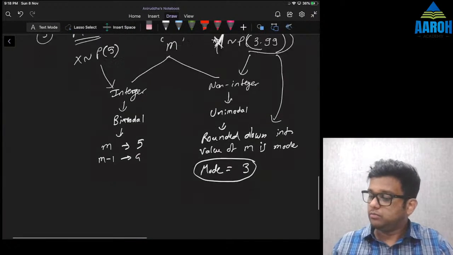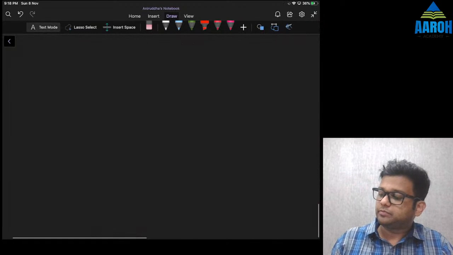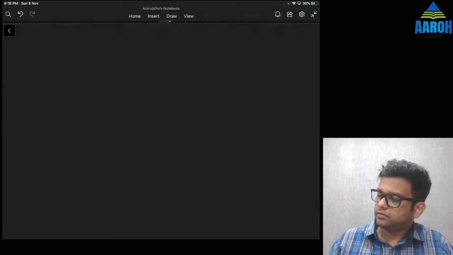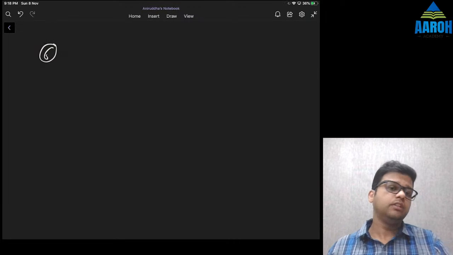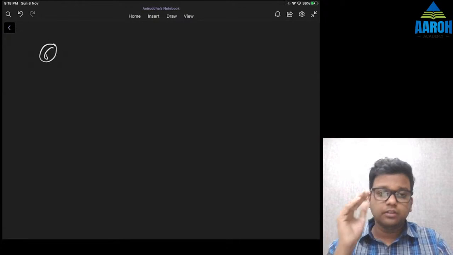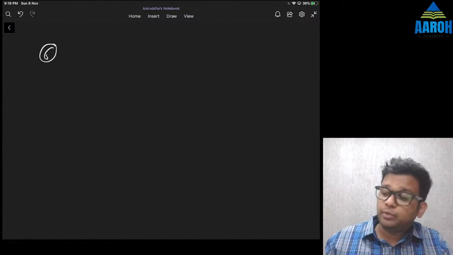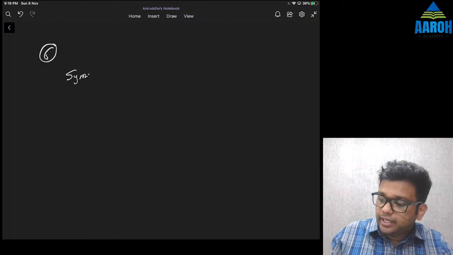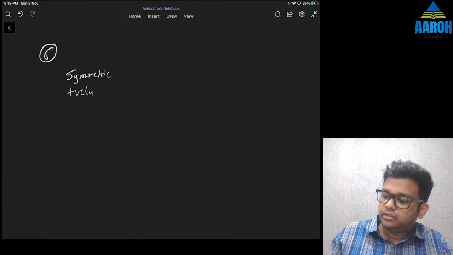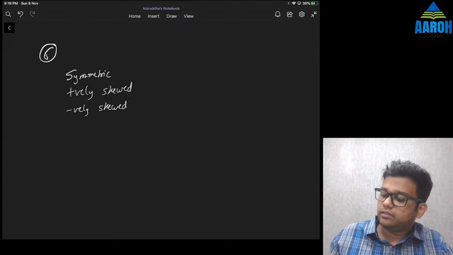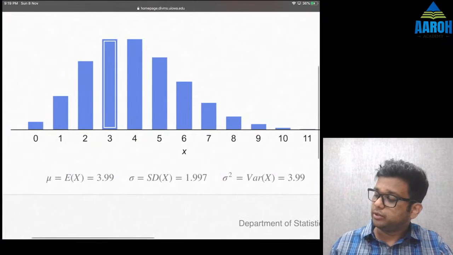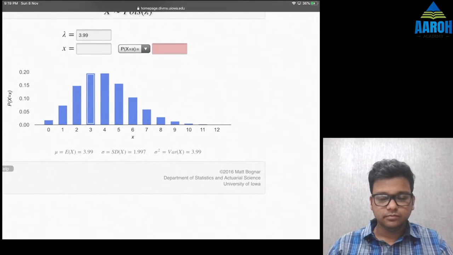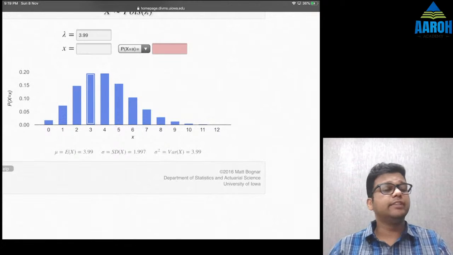Okay, then this was mode. Let's go to the next property. The sixth property that we'll see is, now understand, can you tell me, for a Poisson distribution, will the shape generally be symmetric, positively skewed or negatively skewed? Anyone? If we graph it, will it be symmetric, positively skewed or negatively skewed? Based on this, can you tell me?